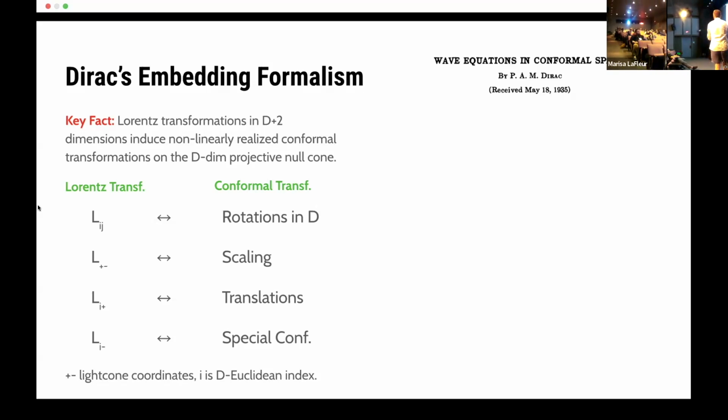But if this is true, that Lorentz is equal to conformal, when you swap up the dimensions somehow, you better be able to map all of the Lorentz generators to generators with conformal groups. And that's exactly what's the case.